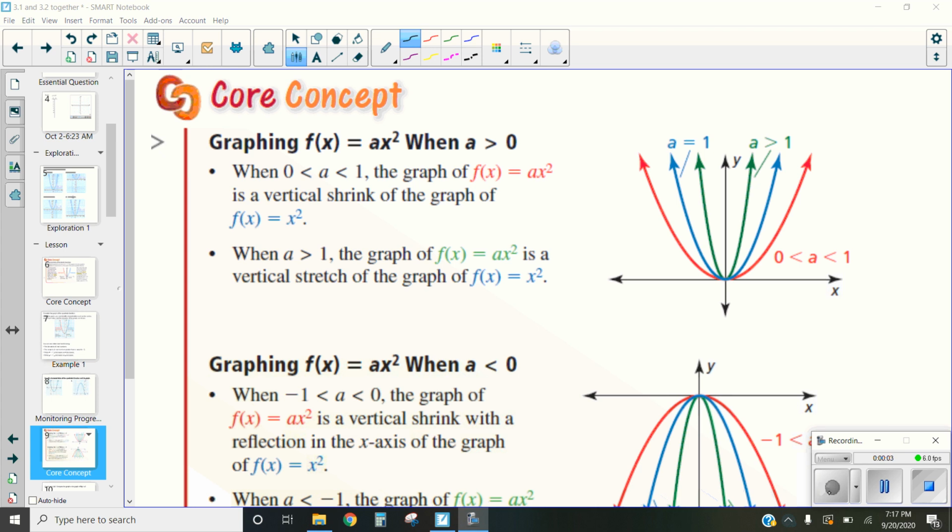Hi, this is Mrs. Kidman, and in this video, we are going to be discussing what happens when we graph f of x, but not just f of x, but what happens when there's an a in front of that x squared. So before we do that, let's take a look at a reminder of what our function x squared looks like, or our quadratic function.